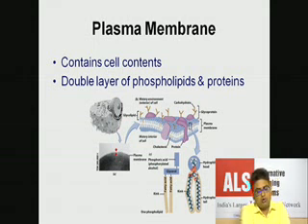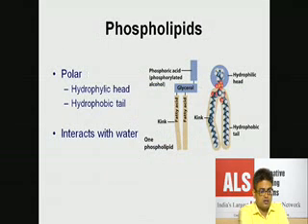And it has a lot of proteins. The proteins serve as ion channels. They can also take part in active transport. They can also take part in passive transport. Both things can happen. Okay. So phospholipids, I have already told you, right?